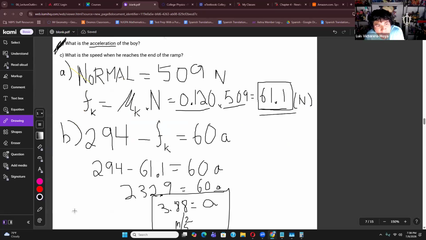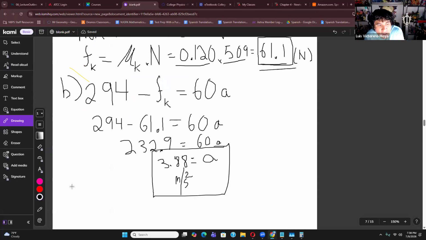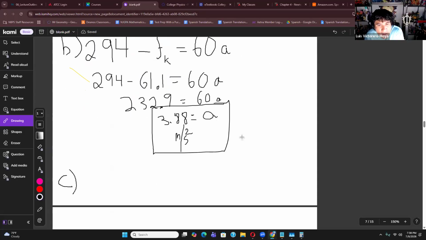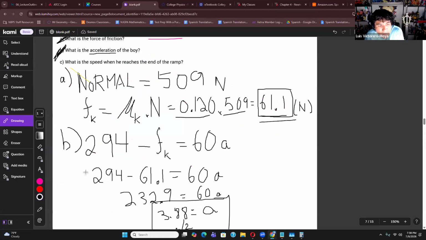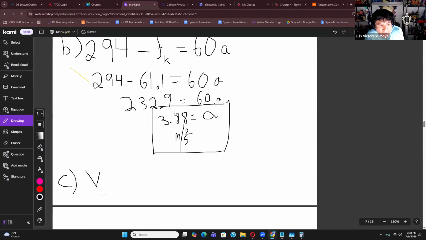Okay, now we have to find, so we found the acceleration, and we have the length of the ramp. How do you find the speed when he reaches the end of the ramp? So v final. How would you find v final? You're not given time, so what equation will you use?